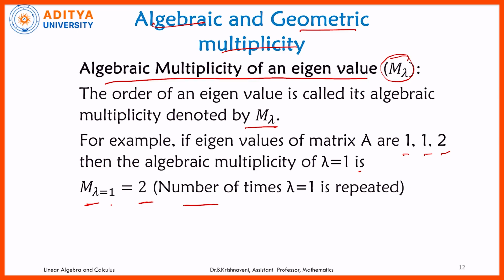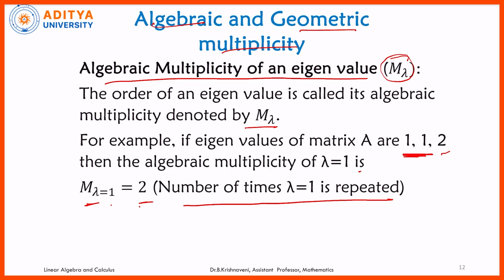That means the number of times lambda is equal to 1 is repeated, we call the algebraic multiplicity. In simple terms, algebraic multiplicity is nothing but how many times the eigenvalue is repeated. Here the eigenvalue 1 is repeated 2 times.